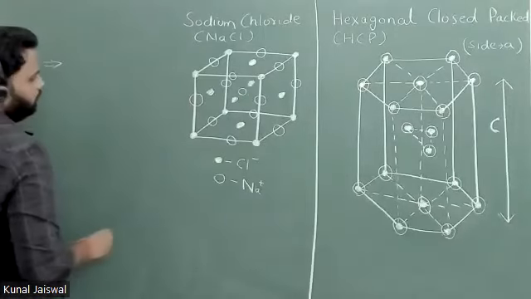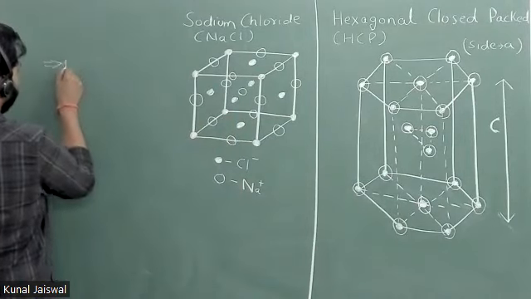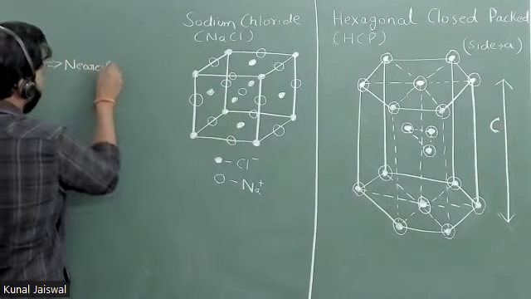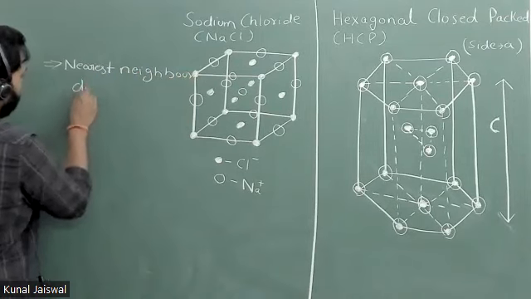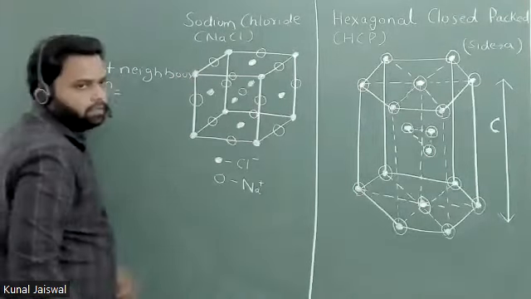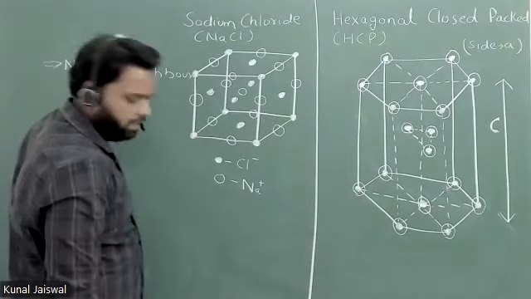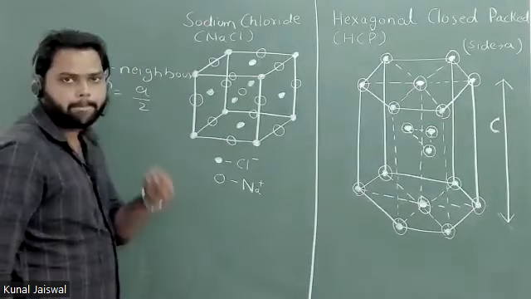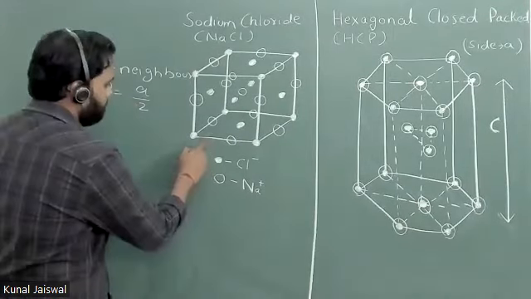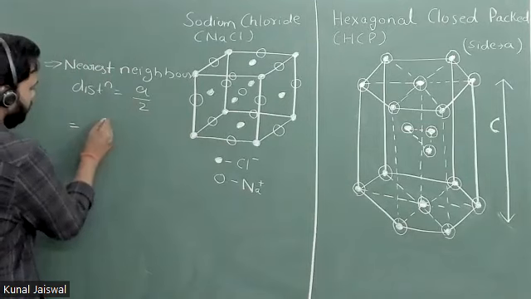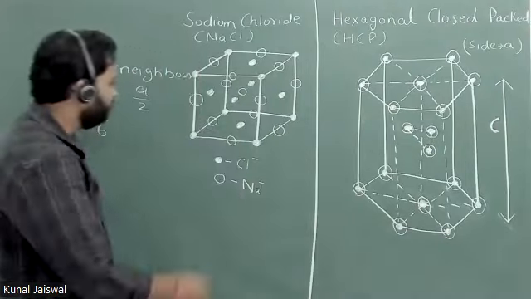Nearest neighbor distance. So what will be the nearest neighbor distance for the sodium chloride? A/2. So nearest neighbor distance will be A/2. And how many nearest neighbors will there be? 6, obviously. It will follow the same symmetry as we discussed in the simple cubic, in the FCC. It will follow the same symmetry.